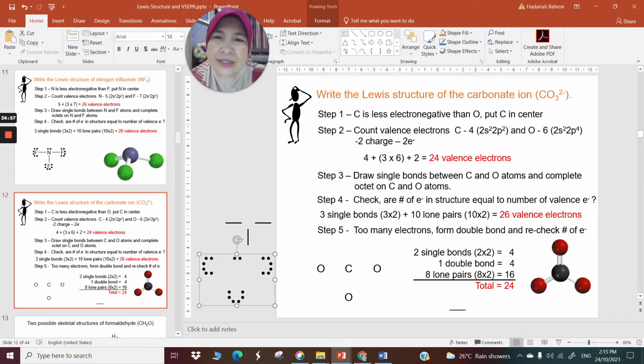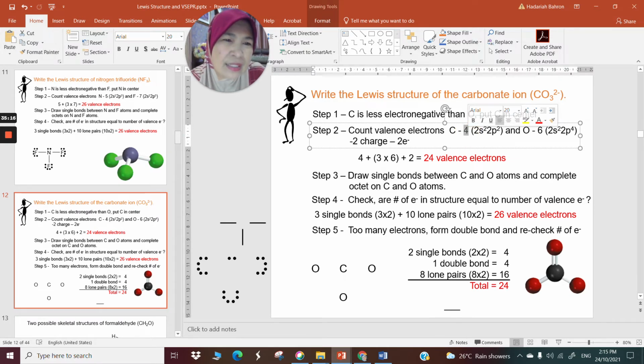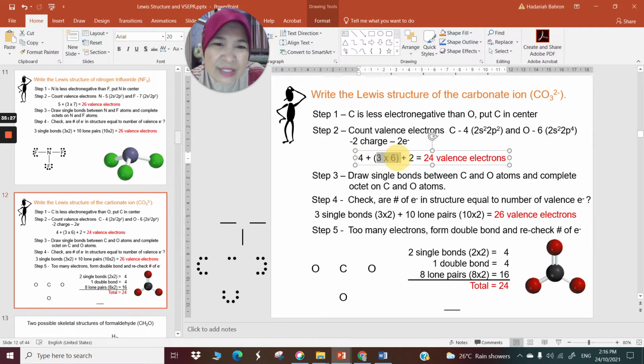First step. C is less electronegative than oxygen, so C is put in the center. You have 1 carbon and 3 oxygen, so you just draw the skeleton COOO. That's simple enough. Step number 2, you count the valence electrons. There are 4 for carbon, 6 for each one of the oxygen, and 2 for the charge of that anion. So you have 4 plus 3 times 6 plus 2. So you should have 24 valence electrons. So put that at the back of your mind for now.